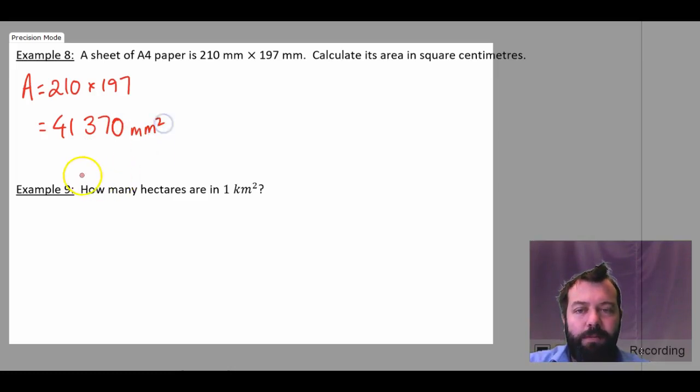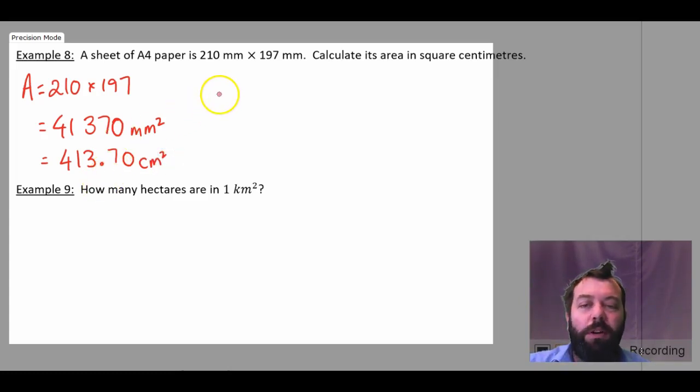Square millimetres. Now to convert millimetres to centimetres, we would divide by 10. Here we're going to divide by 10 twice, divide by 100. This is 413.70. Right, the 0 is actually a significant figure there. 413.70 square centimetres. Right, that's one way to do it, using the conversion divide by 10 twice.